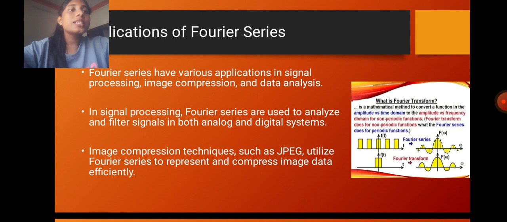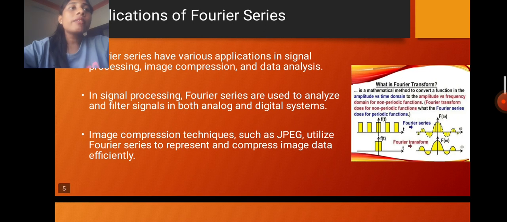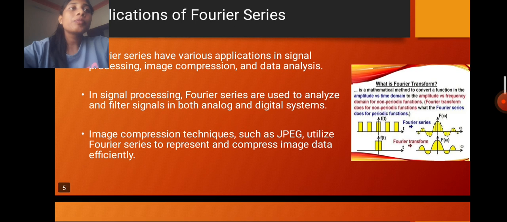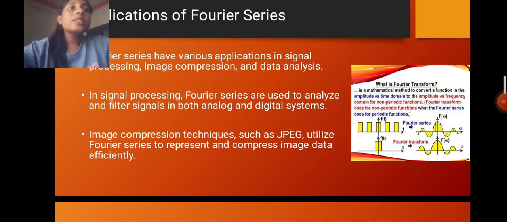The Fourier transform is a mathematical method which converts a function into an amplitude versus frequency representation for a non-periodic function. The Fourier series does not apply to a non-periodic function; it applies to a periodic function.